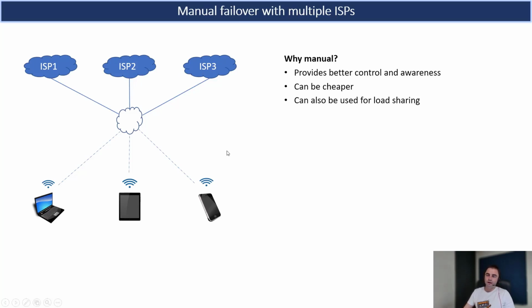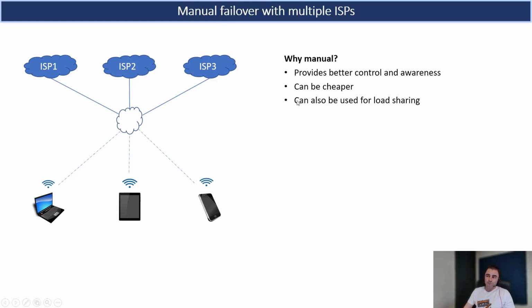Also, I am immediately aware that ISP1 is down when it doesn't switch over to ISP2 automatically, because I'm immediately affected, of course, when I'm using the internet at this moment. So I can call my ISP and say, hey, come fix your network. And until they do it, I can go and use one of the other providers.